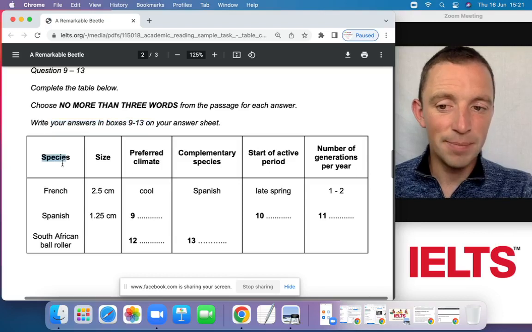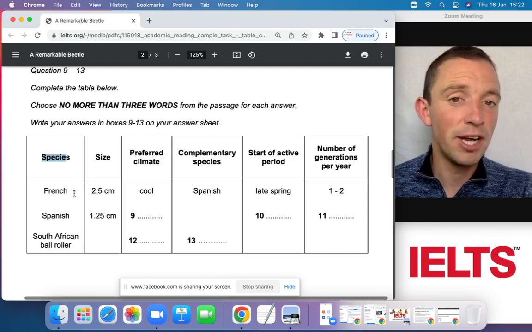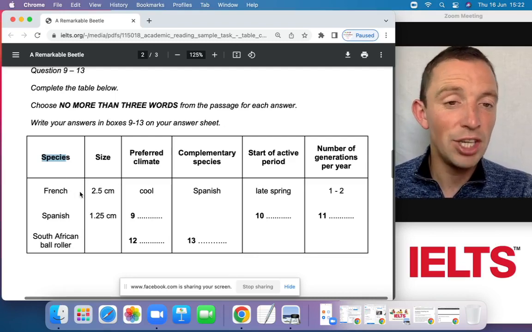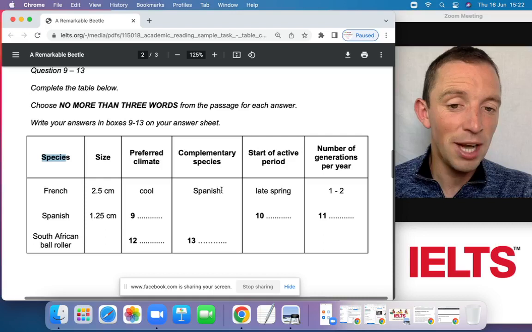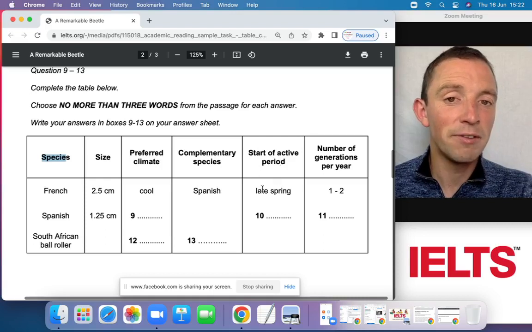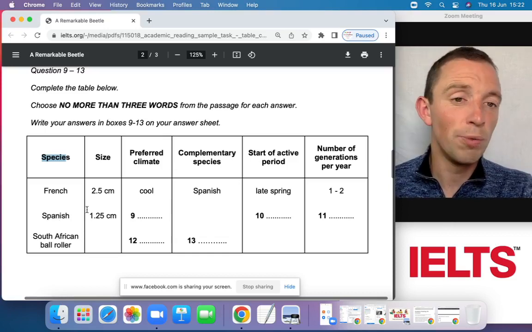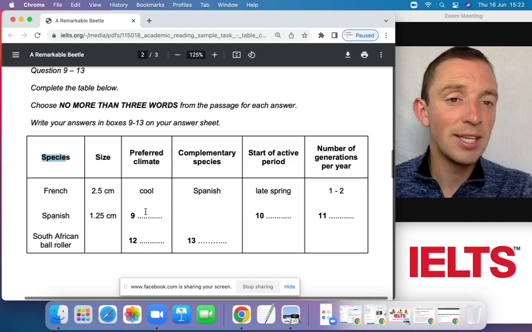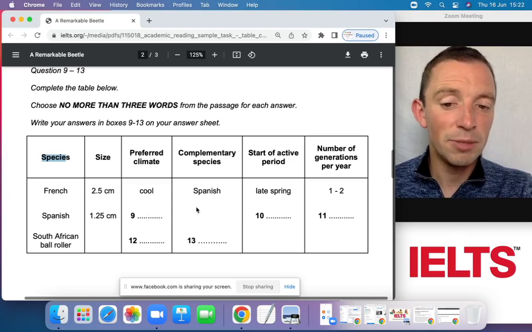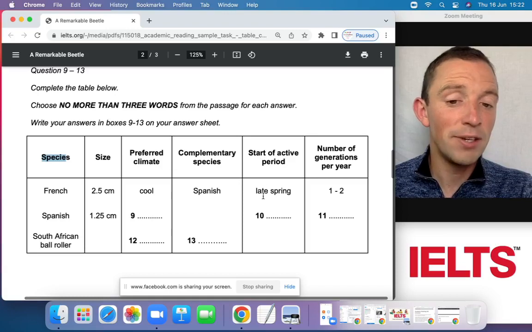So the species of the dung beetle, French, the size is 2.5 centimeters for the French dung beetle. The preferred climate for the French dung beetle is cool. The complementary species for the French dung beetle is the Spanish, and start of active period for the French dung beetle is late spring. The number of generations per year is 1 to 2. However, for the Spanish species of the dung beetle, the size is 1.25 centimeters. The preferred climate, we don't know. And complementary species, 0. Start of the active period, we don't know. Number of generations per year, we don't know.